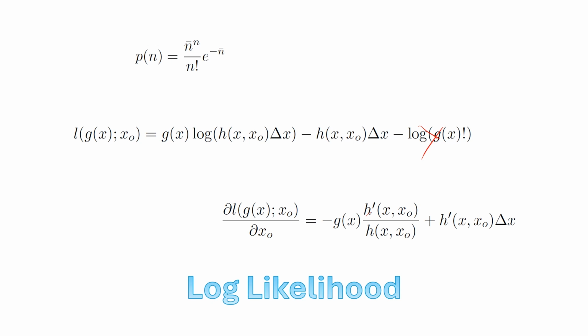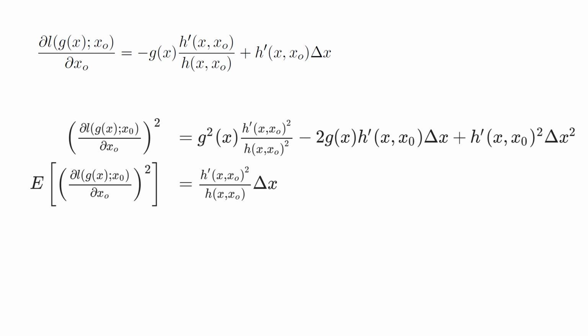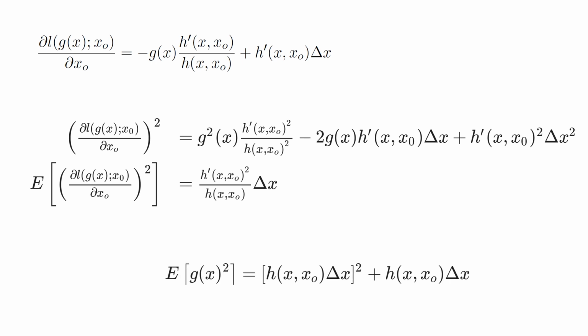Now we can take the expectation value of this with respect to the Poisson statistics. And so we're going to take the expectation value of the square of the derivative of the log likelihood function. And to evaluate this expectation value, we use the fact that the expected value of g squared is equal to n bar squared plus n bar. So it's equal to the square of the mean plus the mean. When we substitute that expectation value in here, what you find is that the h squared would turn into just h, and then the terms that are linear in h prime delta x times g drop out, and we get just this value for the expectation value of the gradient of the log likelihood with respect to x naught.